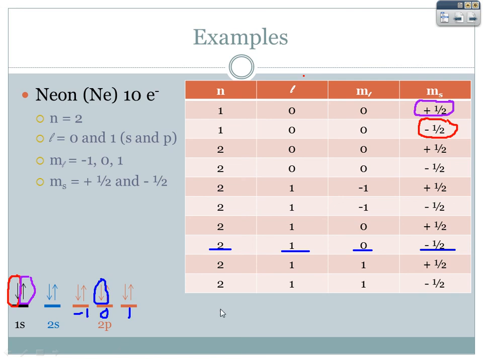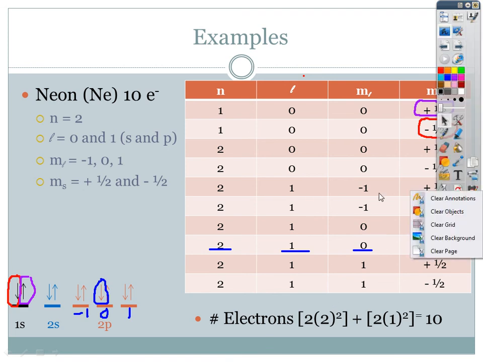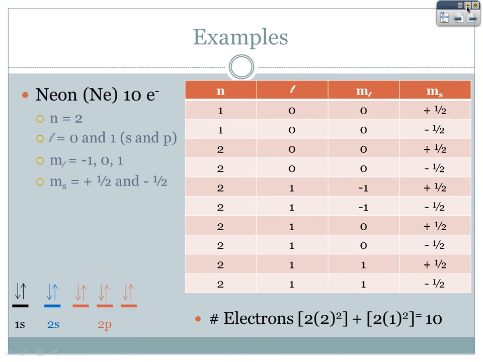So, there are a total of 10 electrons that we've accounted for in here. Now I want to erase all of this, clear annotations. Okay. So, we can give examples like that where we can write out all the quantum numbers of a given element. Now, I would not ask too high up because you get into a lot of electrons there, but you could do that.